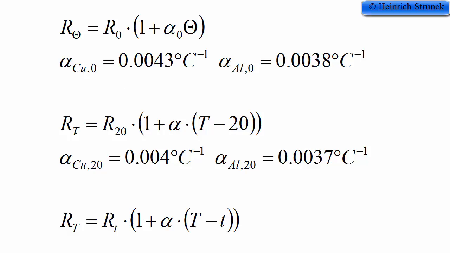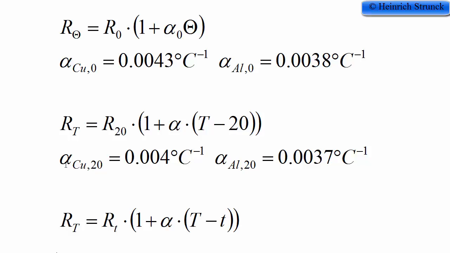The formula says that the resistance at a new temperature is the basic resistance multiplied by 1 plus alpha multiplied by T minus 20. Alpha is the temperature coefficient and it depends on the material for the resistance. So, for example, down here we can see alpha for copper at 20 degrees Celsius is 0.004 per degree Celsius.